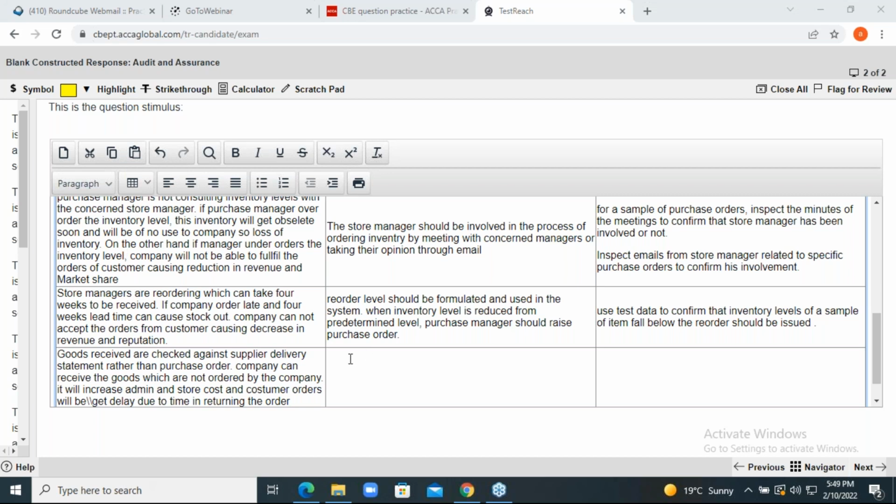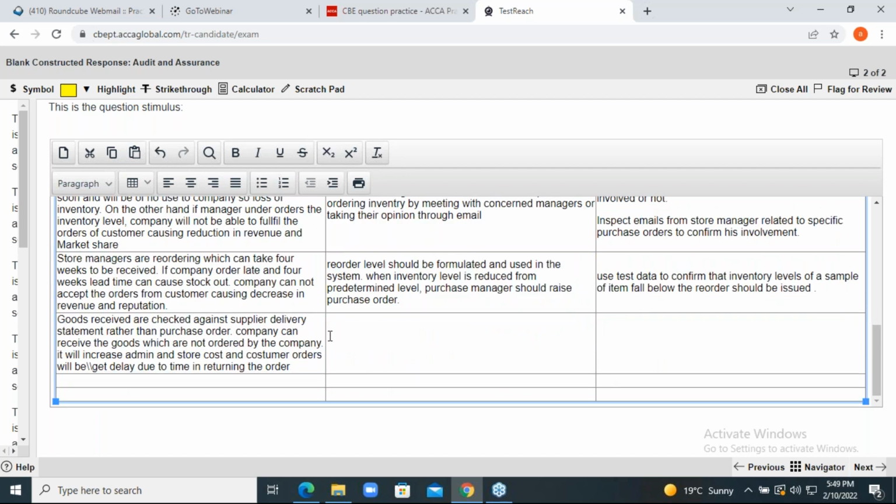So what could be the recommendations for these deficiencies and the concerned test of controls? Now, how are we going to write the recommendation? It is very easy. Every time we receive goods, the GRN, goods received note, should be tallied with the purchase order.